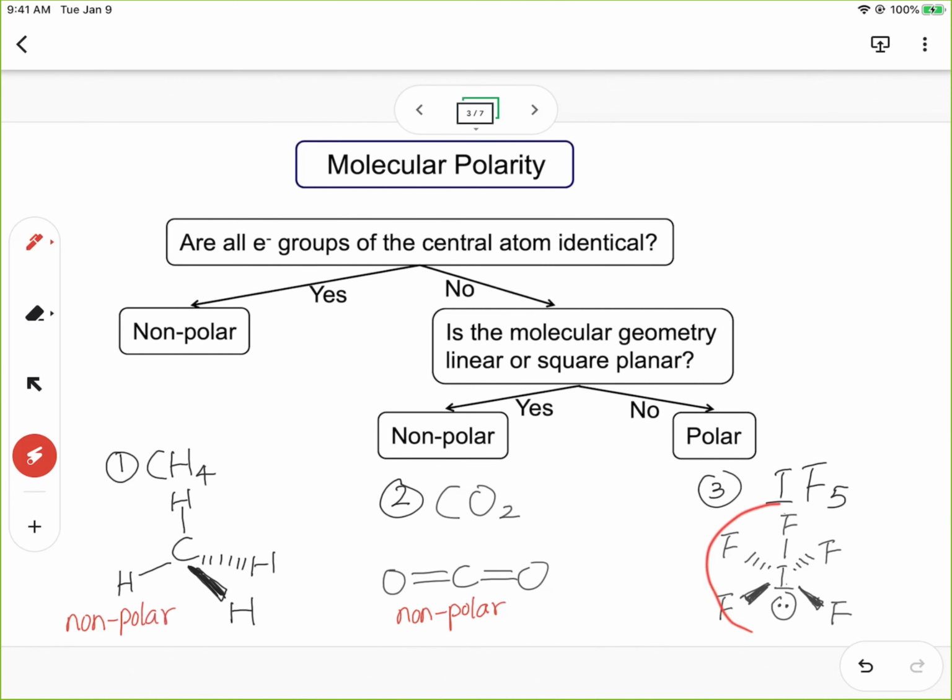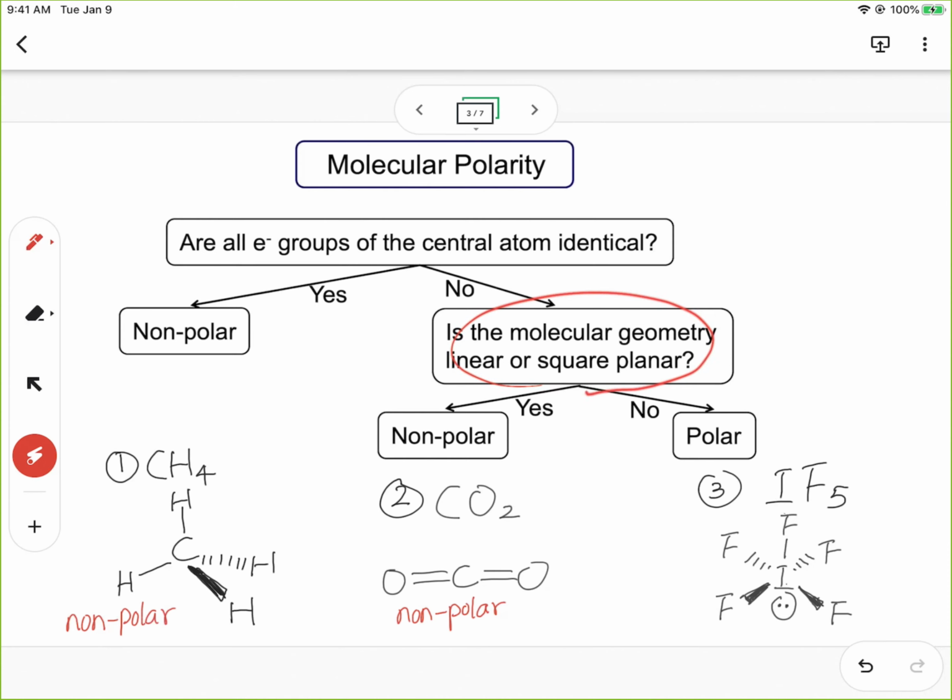IF5. This is the geometry of this molecule. First question, are all electron groups of the central atom identical? Well, you have iodine as the central atom, and it has 5 I-F single bonds, and it has a lone pair. And we know that the I-F single bond is different from the lone pair. So the answer for the first question of this molecule is no, because you have a lone pair and you have single bonds. They are not identical. Okay, so the answer is no.